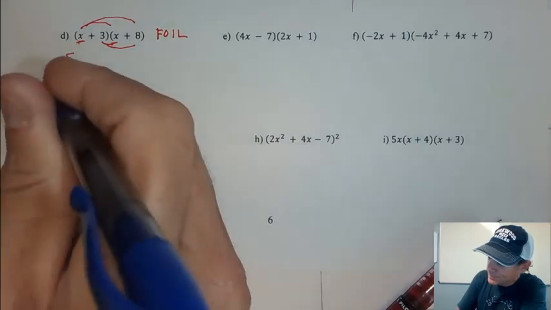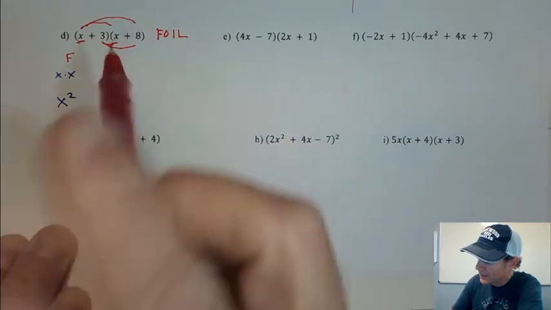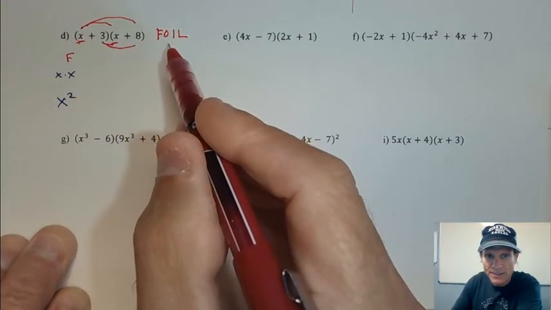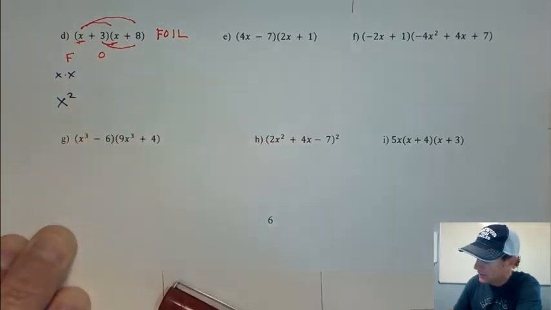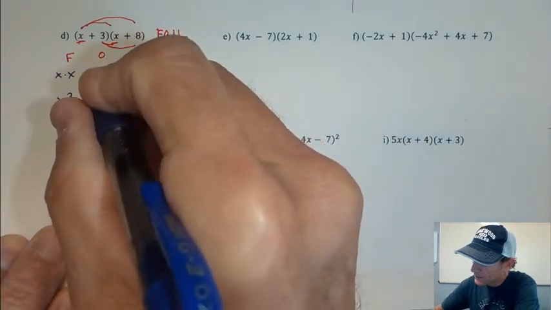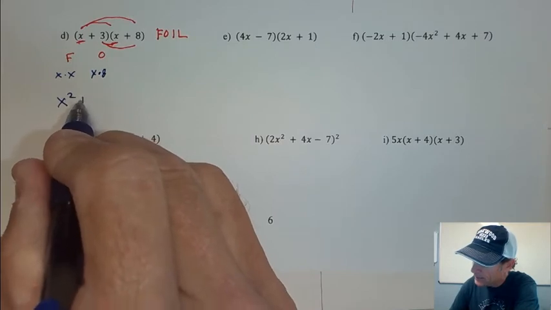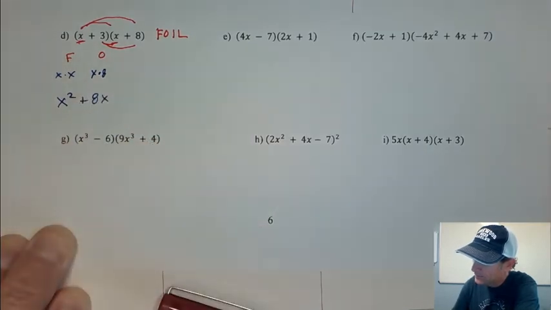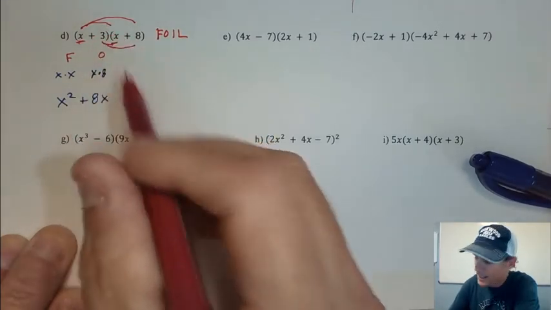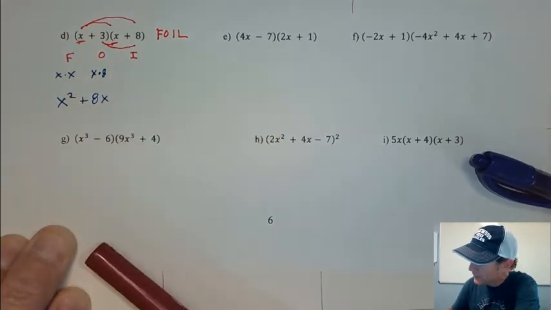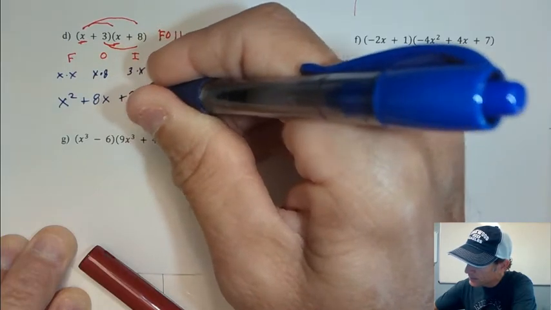Okay, and get x squared. Then the outside stands for the x and the 8 because they're the outer things in the parenthesis. So we have x times 8 or 8 times x, and we get 8x. That's positive 8x. Okay, and then these happen to be on the inside of the parenthesis, that 3x. So we have 3 times x, and those are both positive, so we get 3x.